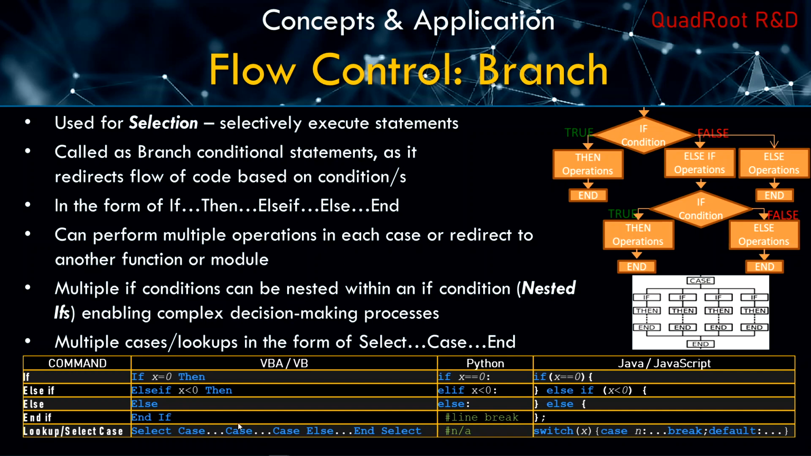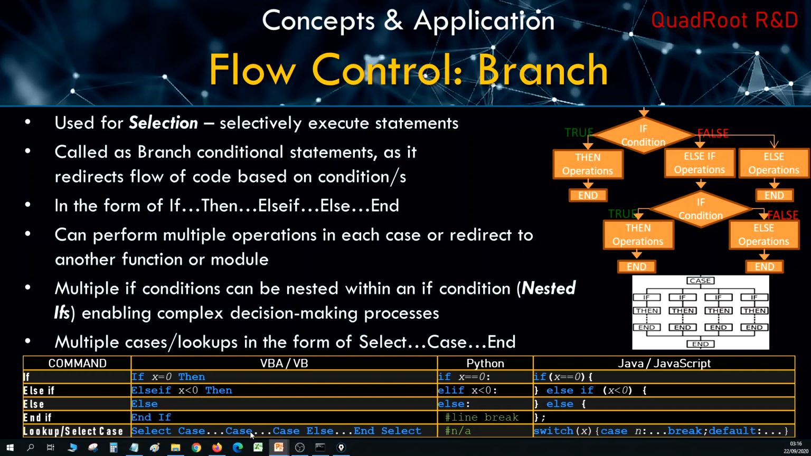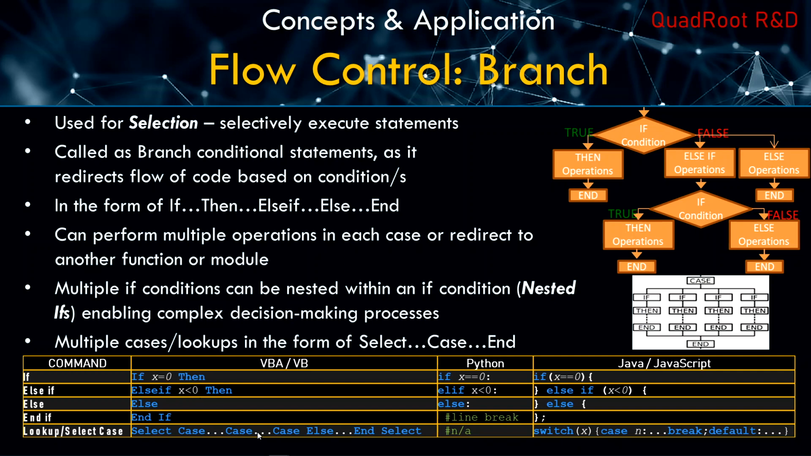So, for example, you can say select case X, and then you can have case less than 0, case 0, case greater than 0. So you can have 3 cases and the result of each case. We'll see this code in detail in the next slide. And then you have the else case if none of those conditions are met, and then you have the end select to close that.